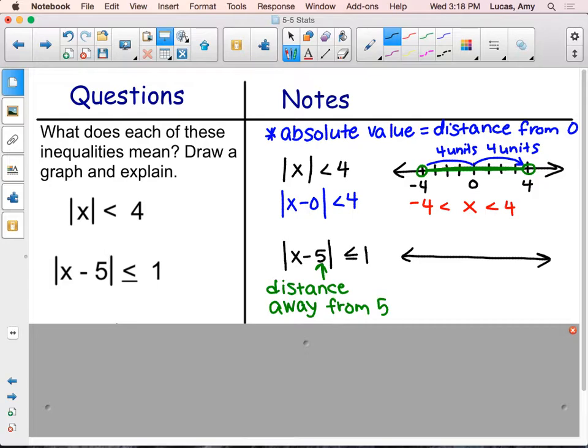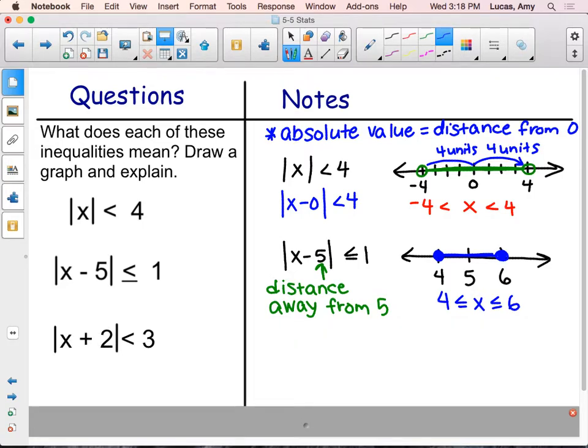My first example just had x, or x minus 0, so it was the distance away from 0. Now we're talking about the distance away from the number 5. And that distance is less than or equal to 1. So 1 unit away from 5 in each direction would take me to 4 and 6. And because there's a line underneath my symbol, my interval is going to have closed circles. So 4 is less than or equal to x is less than or equal to 6 would describe that interval.